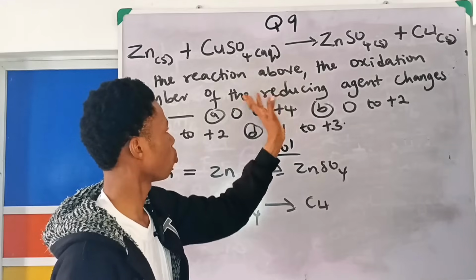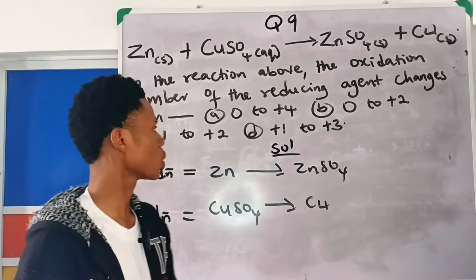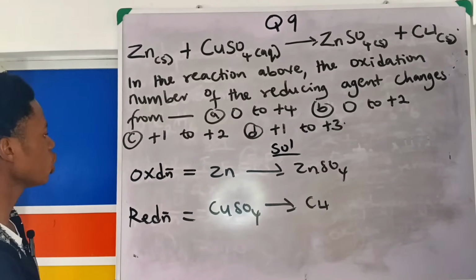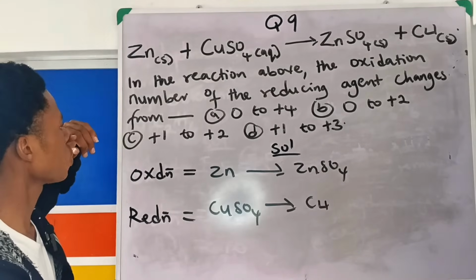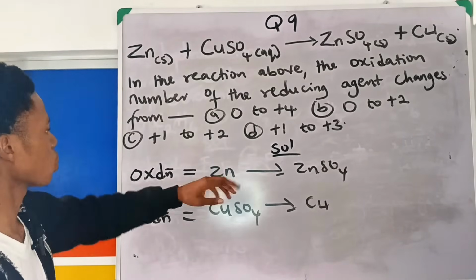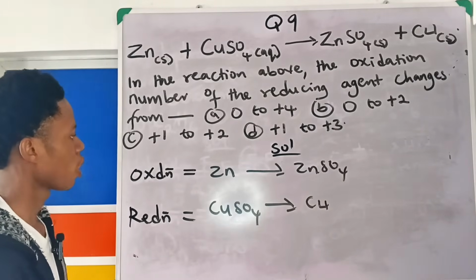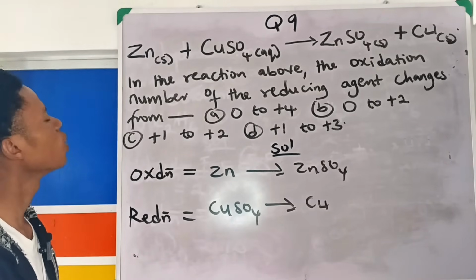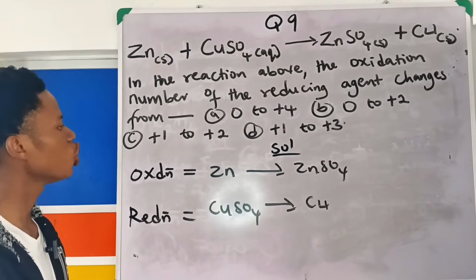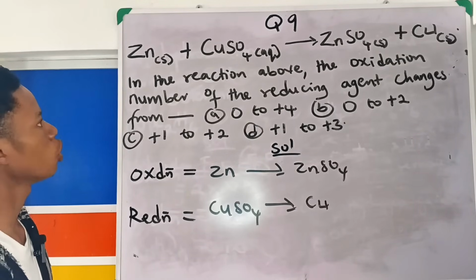Now, before we calculate the oxidation number, it says calculate the oxidation number of the reducing agent. So what is the reducing agent here? If you check, oxidation is this, and reduction is this to this. So what is the reducing agent? Which agent is causing reduction here?